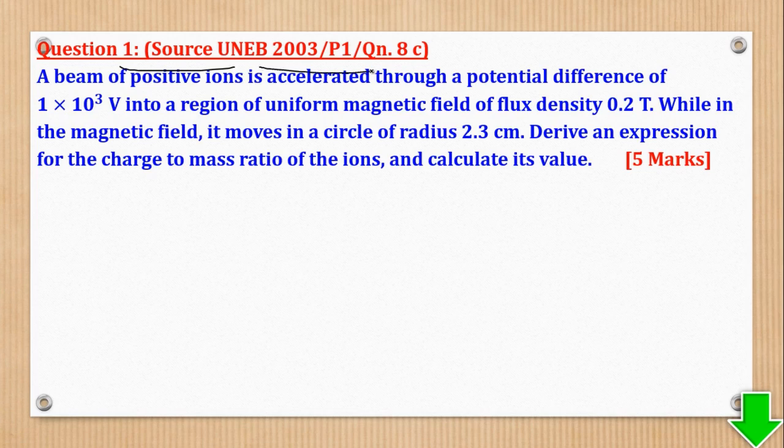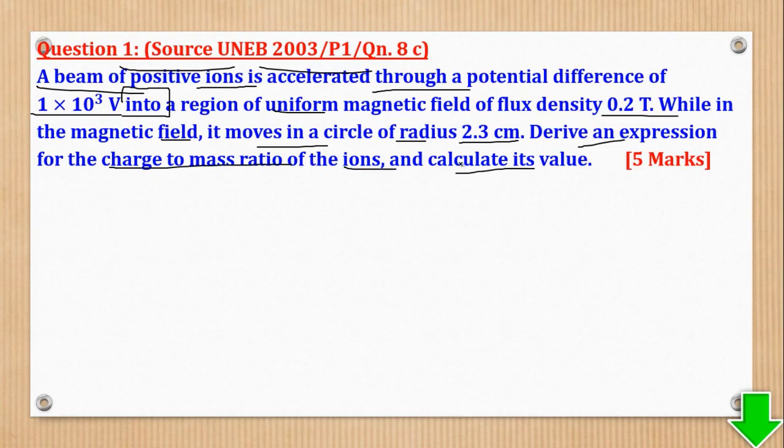Question 1 came from UNEB 2003 paper 1 question 8C, and it says a beam of positive ions is accelerated through a potential difference of 1 exponent 3 volt into a region of uniform magnetic field of flux density 0.2 Tesla. While in the magnetic field, it moves in a circle of radius 2.3 centimeters. Derive an expression for the charge to mass ratio of the ions and calculate its value.